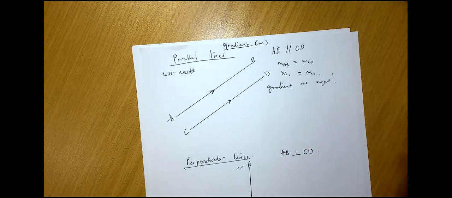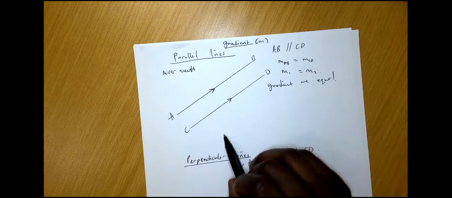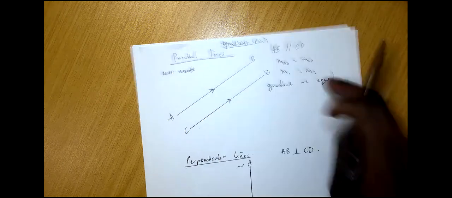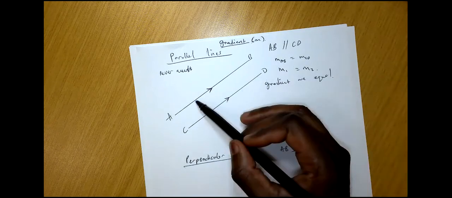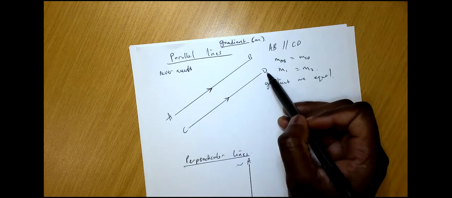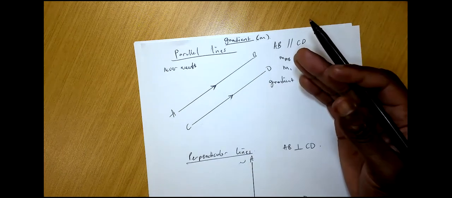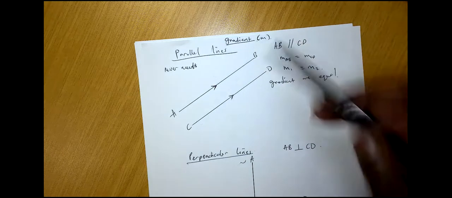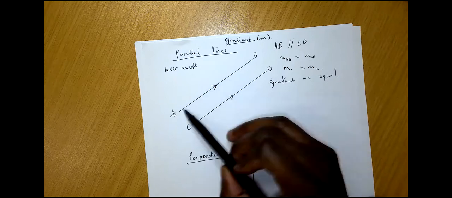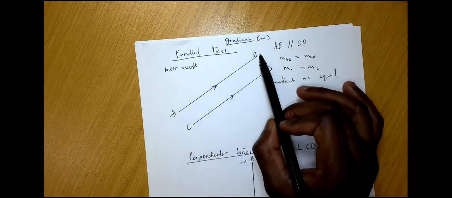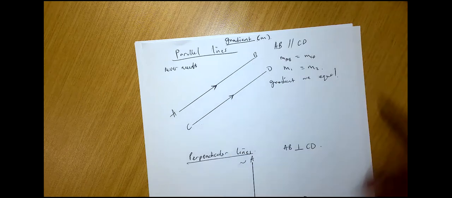So you just need to find the gradient of one of the lines, then you know the other line already, because they should be equal. If you are going to use the gradient of CD to do other things like determining the equation of a line, but you can only find the gradient of AB, you calculate the gradient of AB, then you know it is equal to the gradient of CD. This is the trick that you need to understand.